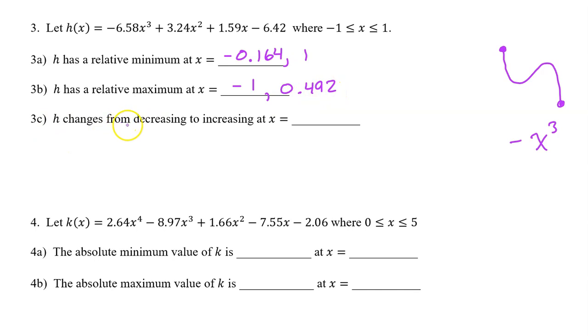Part C, h changes from decreasing to increasing at x equals what? So decreasing to increasing is this relative min right here, and that's the one we found that was at negative 0.164.